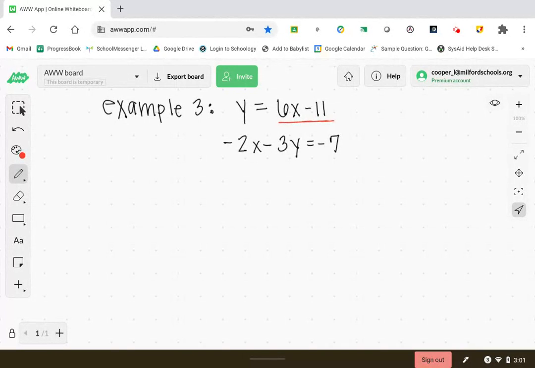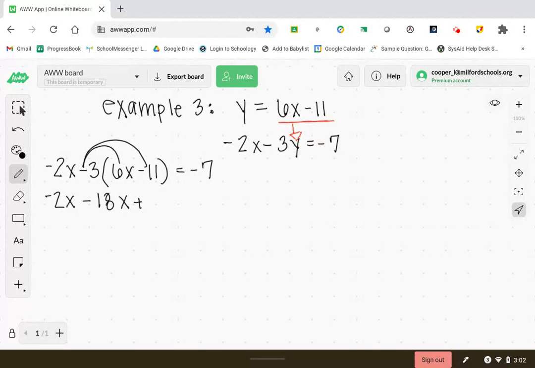So I'm going to take this 6x minus 11, since y equals it, and I'm going to have it make y equal it here. So my new equation, because I'm putting them together, instead of y, since y equals 6x minus 11, I'm going to have it equal 6x minus 11 here and see what we get. All right, so the negative 2x, I'm just going to write down here, and I'm going to distribute this negative 3. So negative 18x plus 33 equals negative 7.